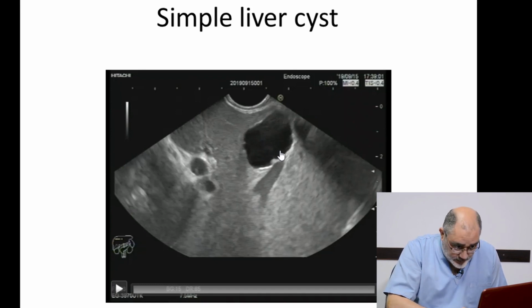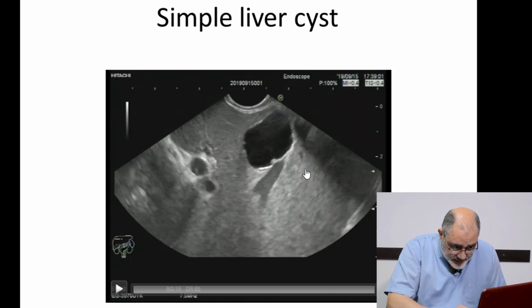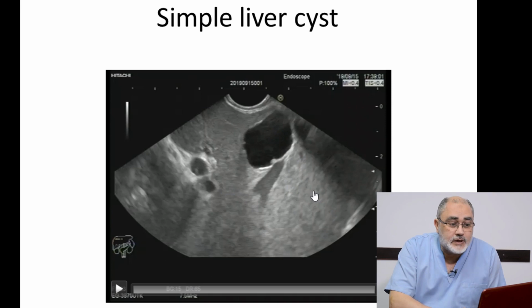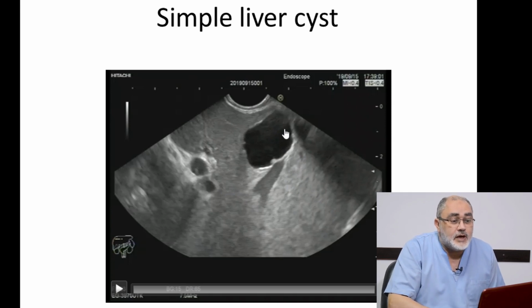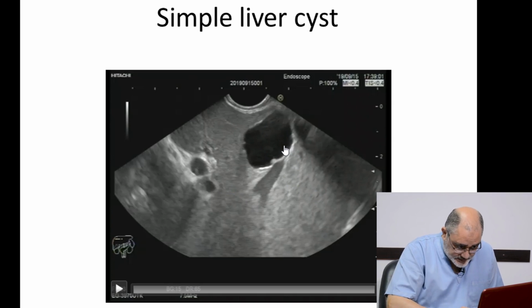Why is it simple and why is it a cyst? Because it has a well-defined wall. It is totally anechoic, totally black, and there is definite posterior enhancement behind the cyst. This rectangle is hyperechoic, more whitish than the other parts of the liver, so there is definite posterior enhancement behind this focal lesion, so mostly it is a simple cyst.